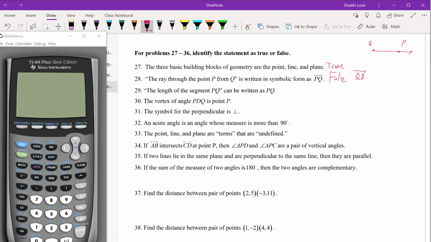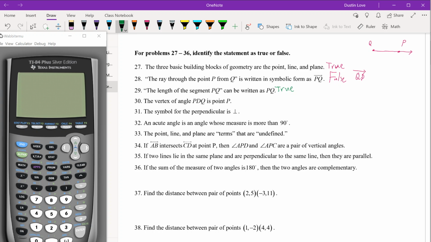29. The length of segment PQ can be written as PQ with no symbol above it. That is true. That is one of our naming conventions. Two letters with no symbol above it is going to be the distance between those two points.